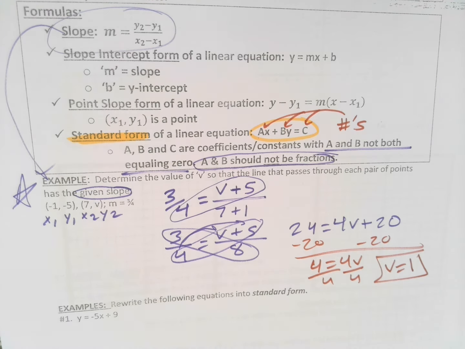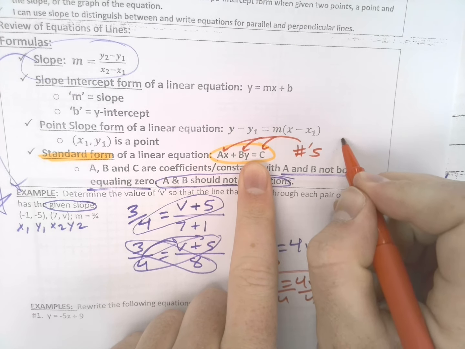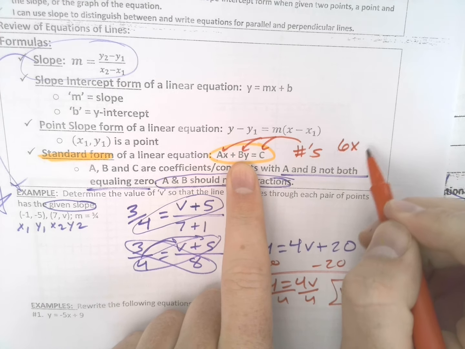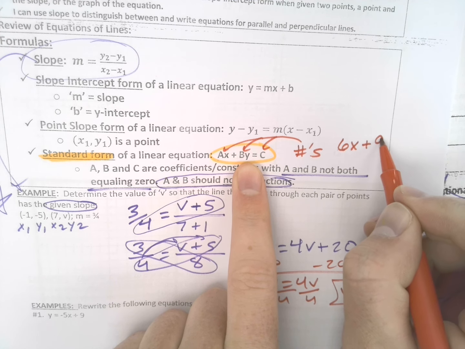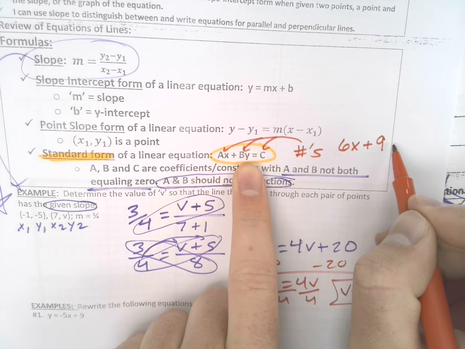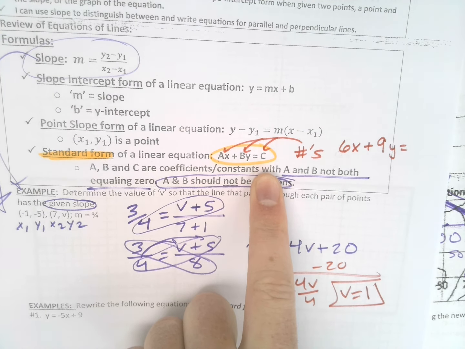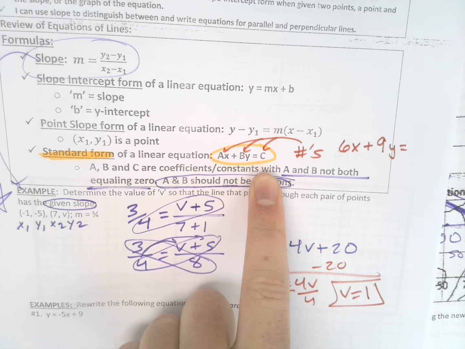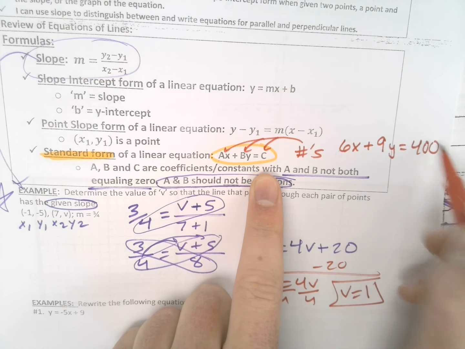Let's do an example of standard form up here. Okay. I want A to be 6. That's my favorite number. So 6x plus 9y equals... I'm amazed you didn't go 420. That was your chance and you blew it. No, you blew it. 400. Okay, great choice.